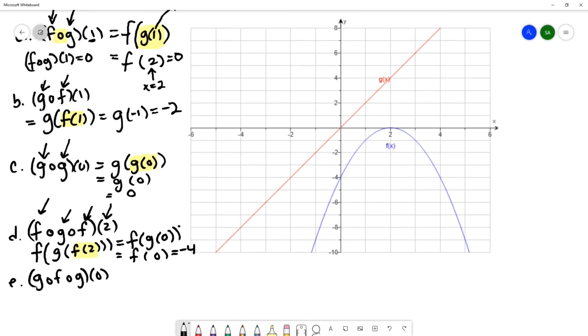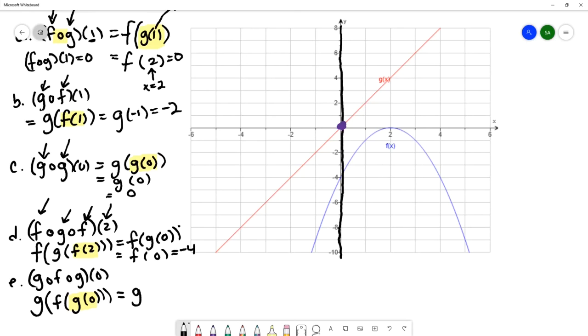G of f of g of 0. So g is on the outside with f on the inside, g on the inside of that, and 0 all the way inside. So we're going to start with g of 0. Along this vertical line, these are all the points on the graph that have an x-coordinate of 0. We're interested in this point here because that's the point that crosses the graph of g. G of 0 is 0 because the y value at that point is 0.